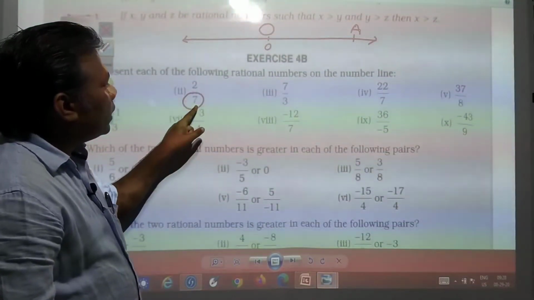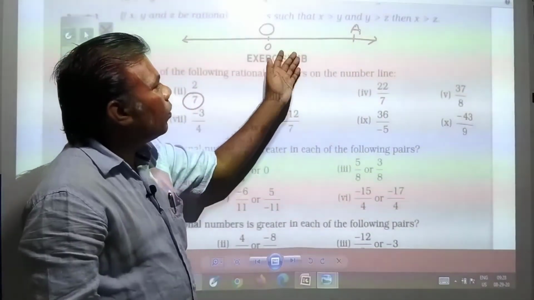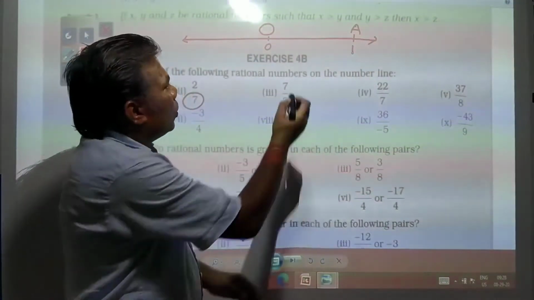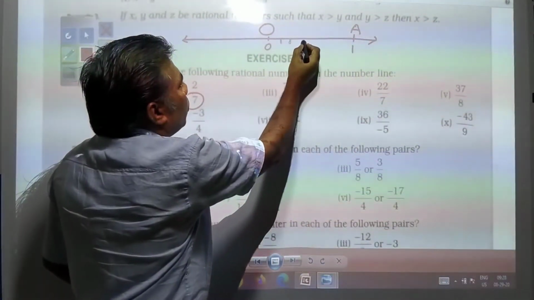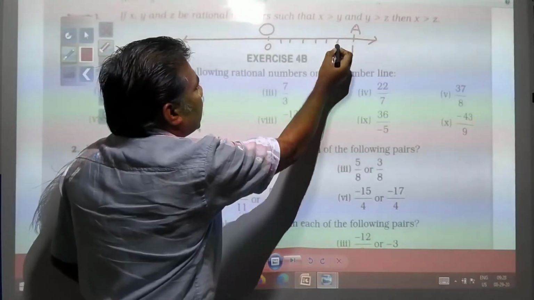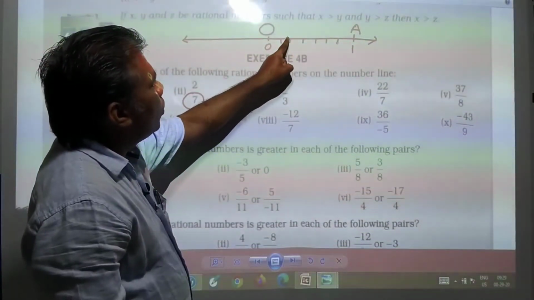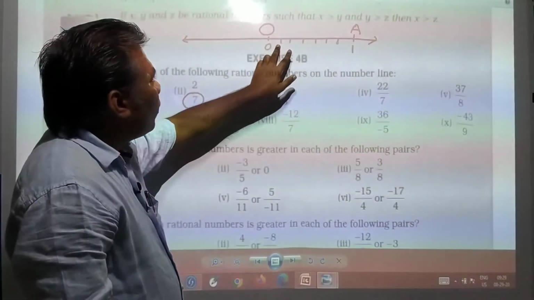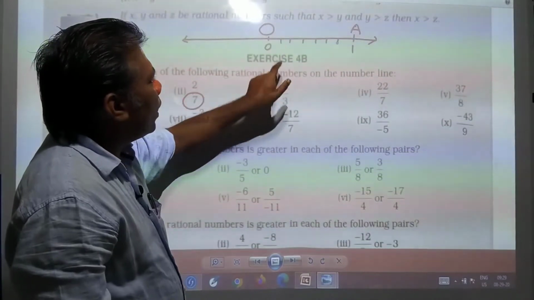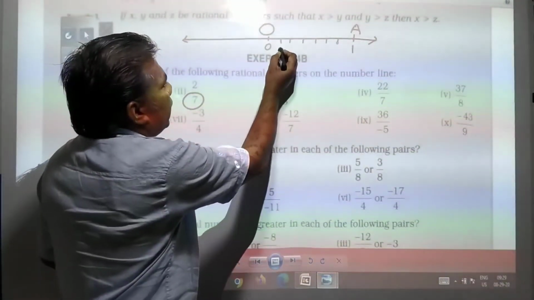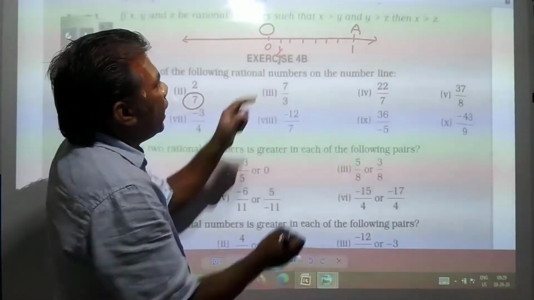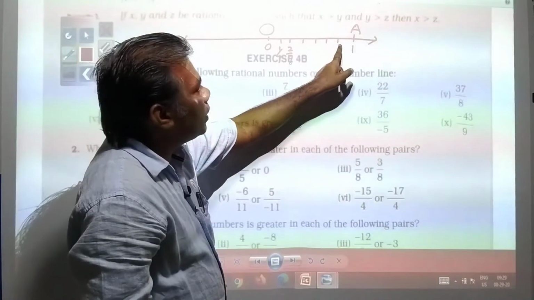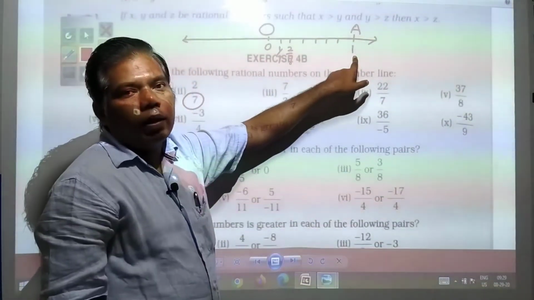Now 7 is the denominator, so this 1 unit is required to be divided into 7 equal parts. So 1, 2, 3, 4, 5 and 6. Now you see 7 parts are there. 1, 2, 3, 4, 5, 6, 7 parts are there. So the first point you have, this first point will indicate your 1 by 7, second 2 by 7, and then 3 by 7, 4 by 7, 5 by 7, 6 by 7, and this will be 7 by 7. It means 1.